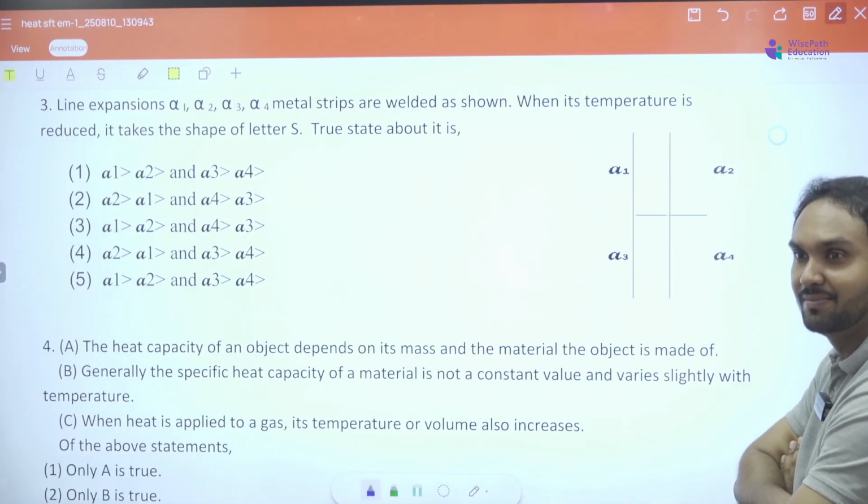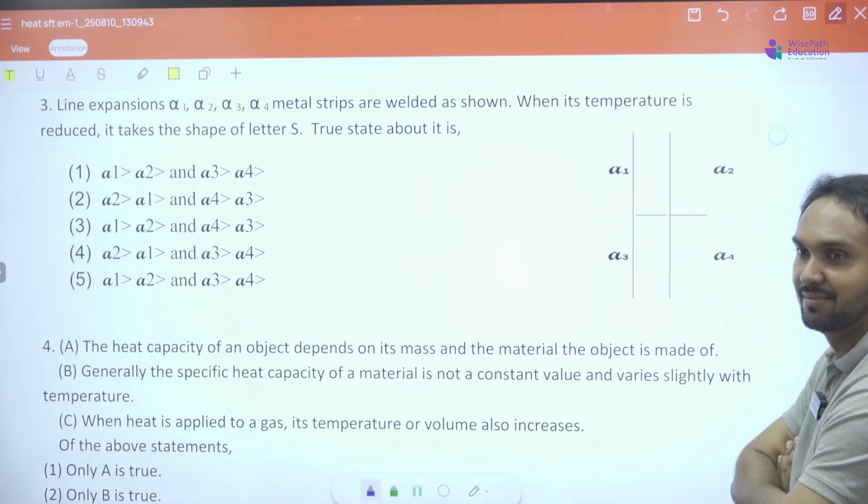Found it? No, just a theory, you have to think.